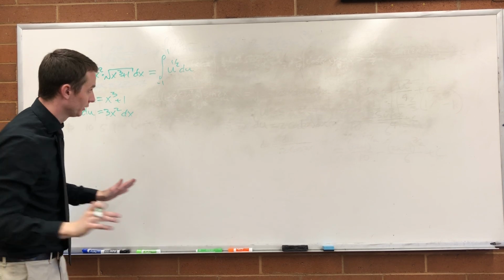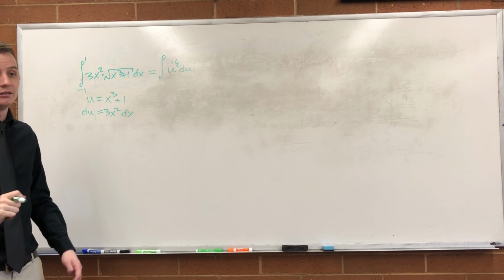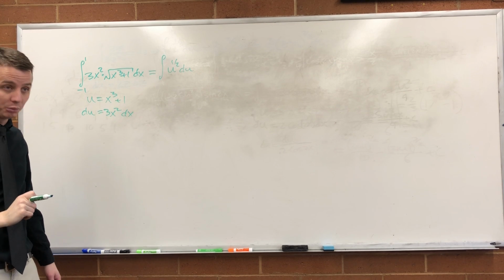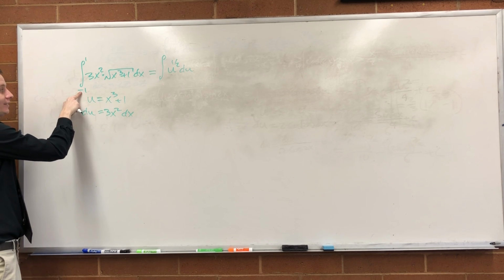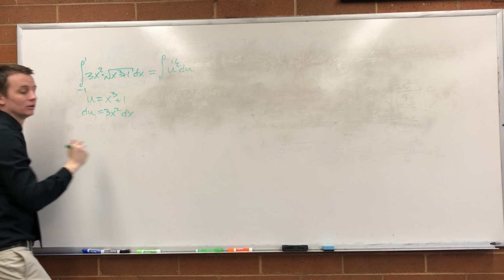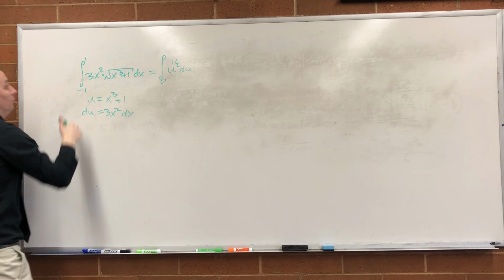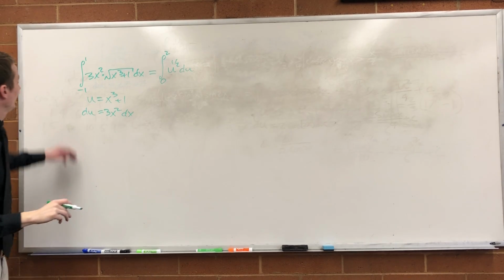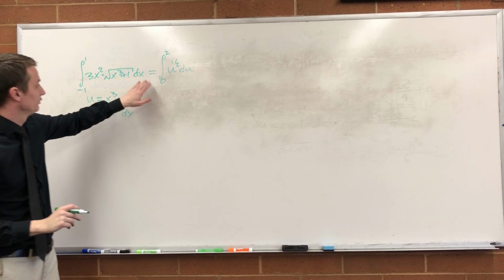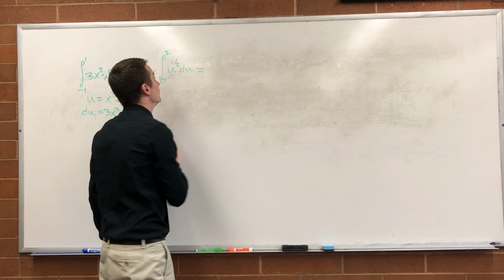Okay, so I can either leave those off, noting to myself, I need to go back to x's before I can plug it in, or I can change my bounds of integration. And I can say, when x is -1, what's u? u is 0. And when x is 1, what's u? 2. So as x varies from -1 to 1, that's the same as u varying from 0 to 2. And now we can continue on our merry way.